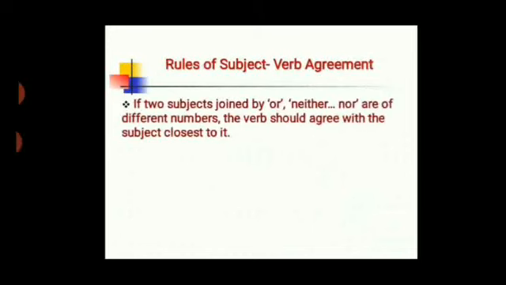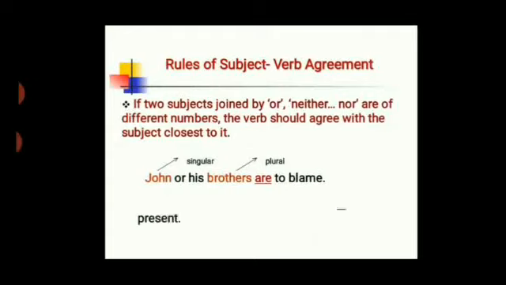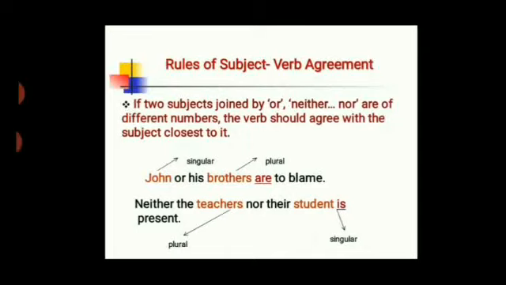If two subjects joined by or, neither nor are of different numbers, the verb should agree with the subject closest to it. For example, John or his brothers are to blame. In this, John is singular while brothers is plural. Neither the teachers nor their student is present. In this sentence, teachers is a plural subject whereas student is singular. The verb, according to the rule, has to agree with the subject closest to it. The closest subject is student. So, is is used.